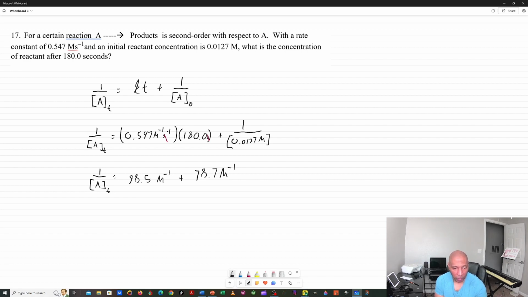The reason why I have to report it to the correct number of significant digits right now is because I'm about to add these two terms together. It was before I multiplied and took a reciprocal right there. So 98.5 plus 78.7 is going to give me 177.2, m to the negative 1. Now, I know you're saying to yourself, well, you have more significant digits than you started off with. Yeah, that's fine. Remember, we're adding. Both numbers had 1 digit to the right of the decimal point, so my answer is good to 1 digit to the right of the decimal point. The rules for addition and subtraction are different.